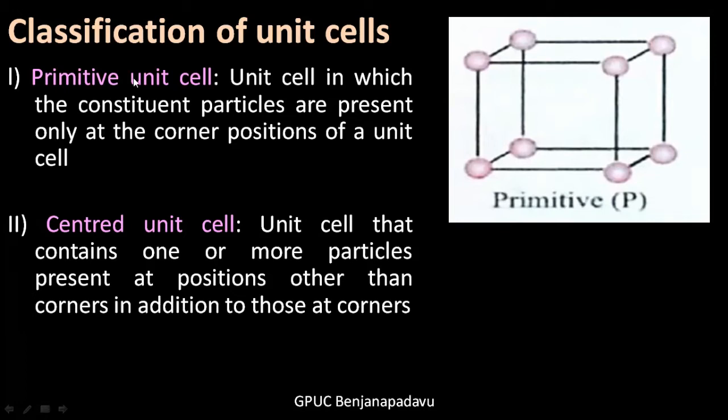So in unit cells there are two types. They are primitive unit cell, in which particle will be present only at the corners of the unit cell, and the second one is the centered unit cell. So in centered unit cell, other than the corner particles, even at other positions the particles will be present. Corner anna bittu bere position alli kuda particle idre antaddu centered unit cell aagutade.